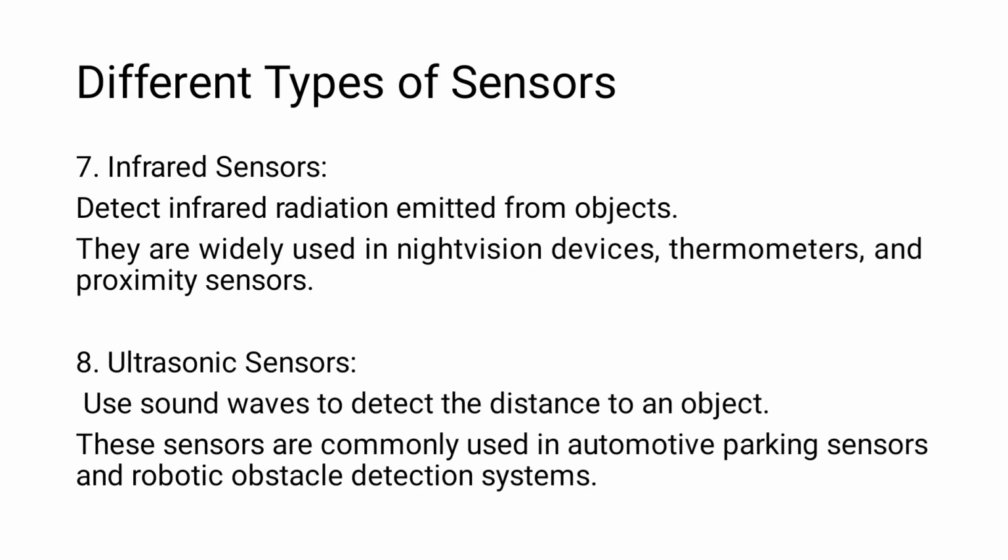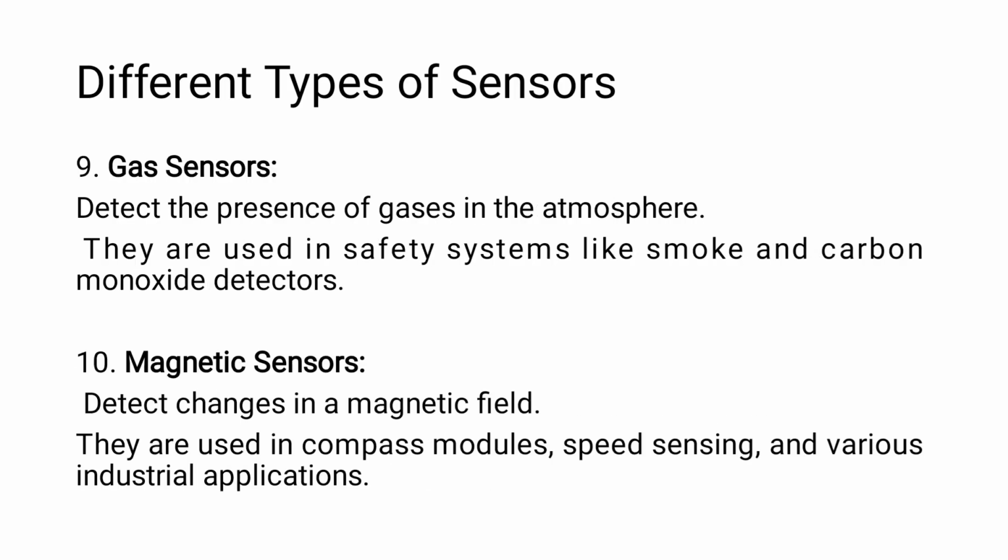Infrared sensors detect infrared radiation emitted from objects. They are widely used in night vision devices, thermometers and proximity sensors. Ultrasonic sensors use sound waves to detect the distance of an object. These sensors are commonly used in automatic parking and robotic obstacle detection systems.